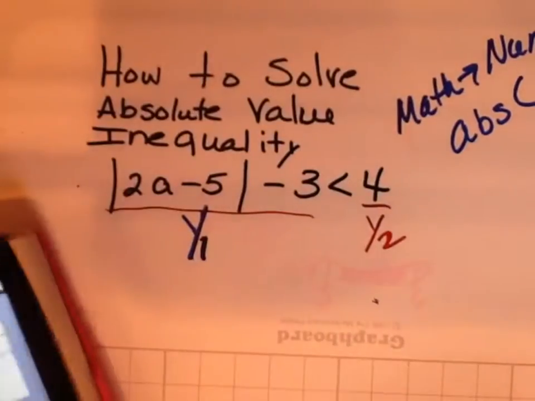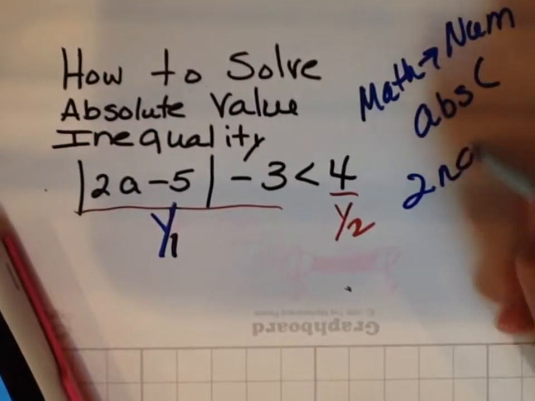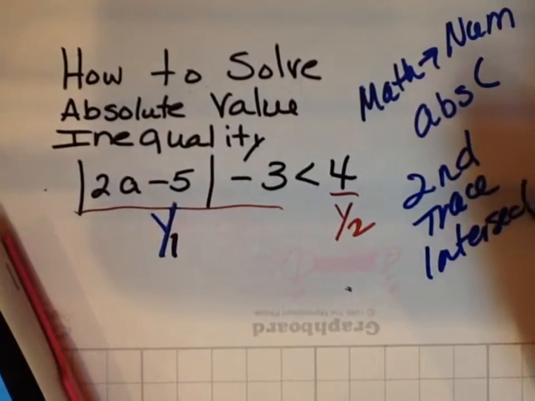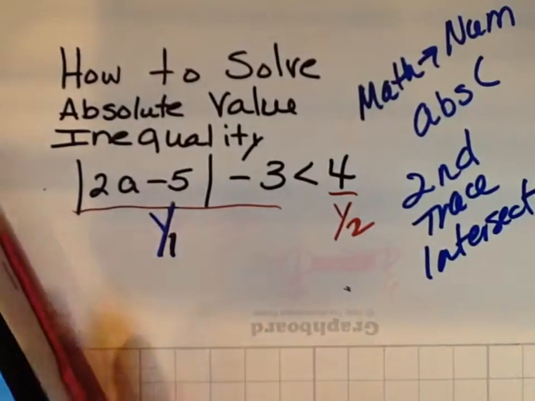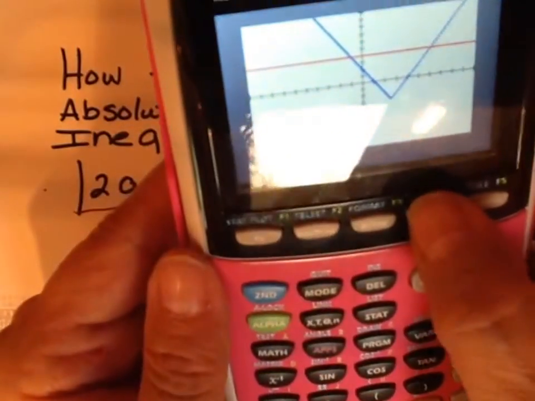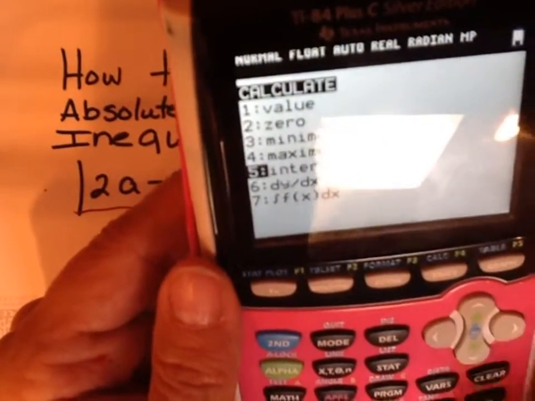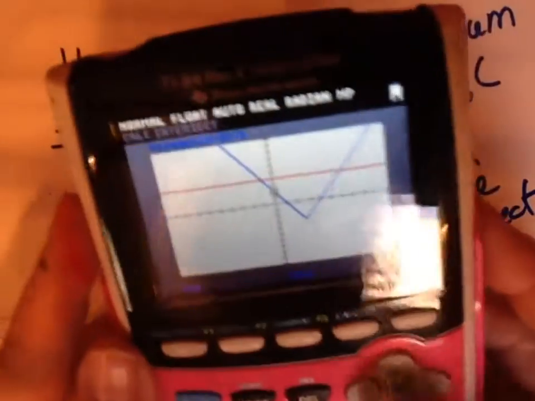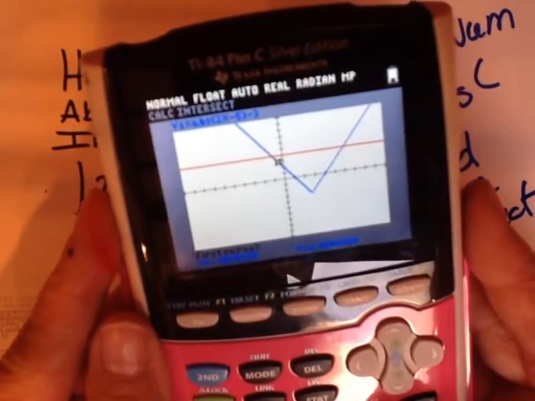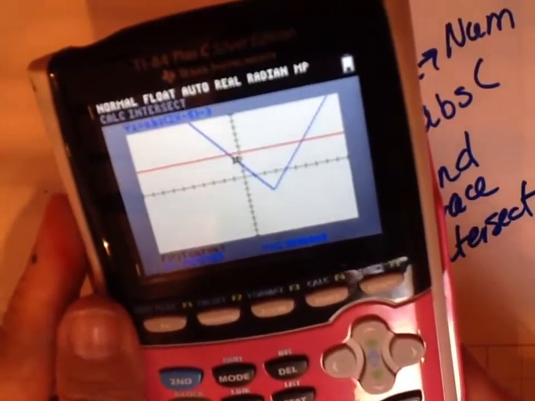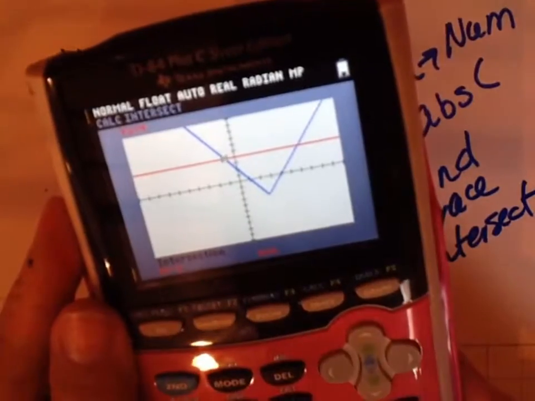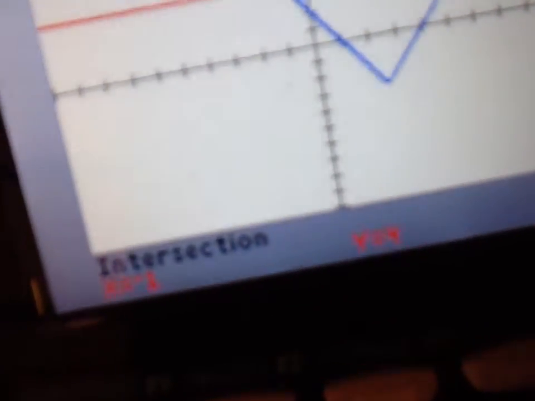Same directions as before. I go to second and trace, and then I want to go to intersect. So I hit my second button, trace, and I want to go down to number 5 where they intersect. I'm going to find this first intersection, so I have to move my cursor a little bit closer to where the intersection is. Sorry about my skylight, guys. I'm going to hit enter on the blue line, enter on the red line, enter again, and it should tell me my intersection there is -1.